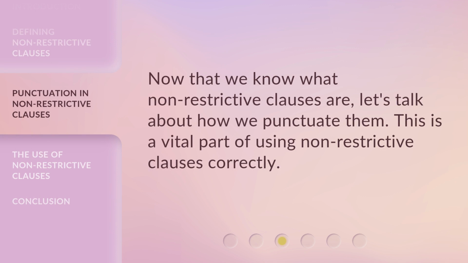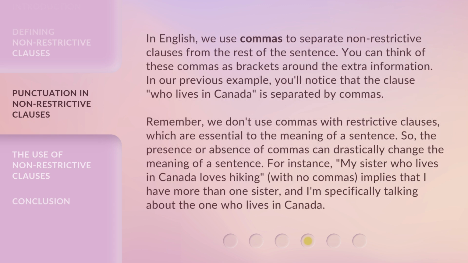Now that we know what non-restrictive clauses are, let's talk about how we punctuate them. This is a vital part of using non-restrictive clauses correctly. In English, we use commas to separate non-restrictive clauses from the rest of the sentence. You can think of these commas as brackets around the extra information. In our previous example, you'll notice that the clause, "who lives in Canada," is separated by commas.